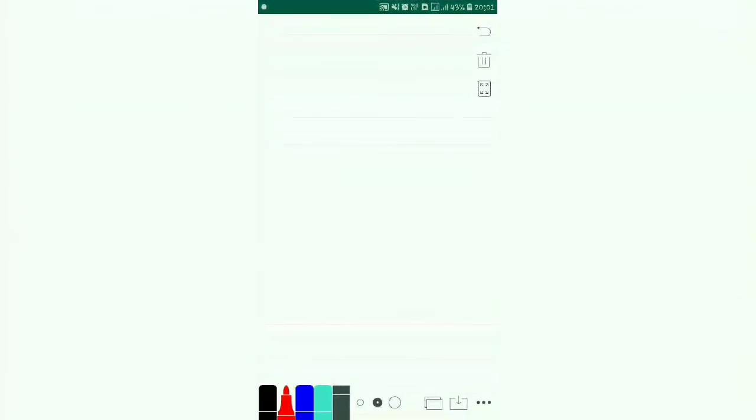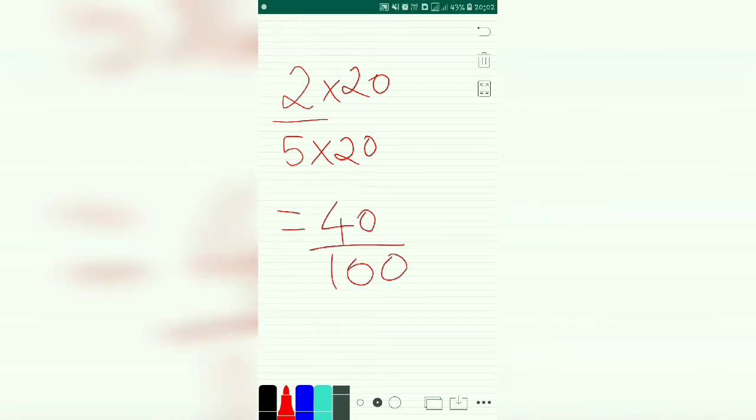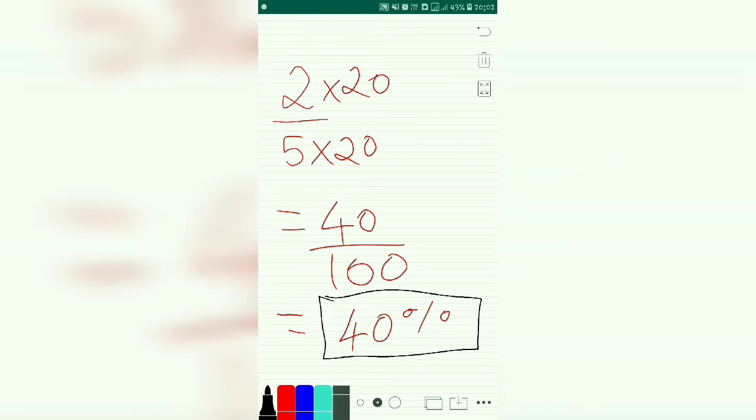Next question, B. 2 divided by 5. How to make this as 100? Denominator has to be made 100. We can multiply 5 by 20 to get 100, and the same thing with the numerator, that is into 20. This will give me 40 upon 100, and this becomes 40%. This is my final answer.